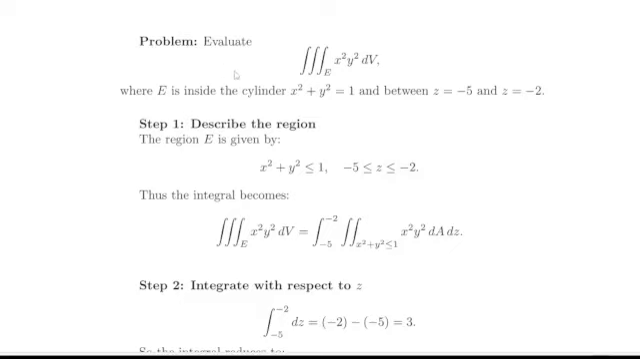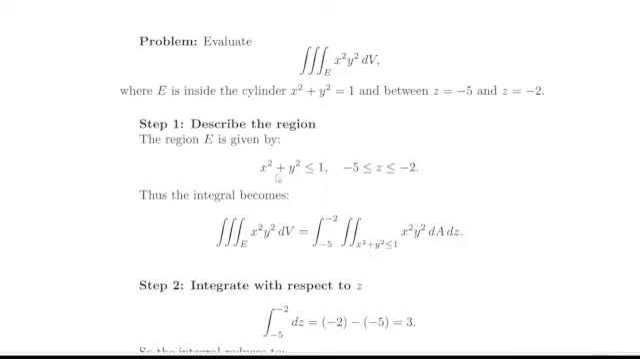In this video, we want to evaluate the triple integral of x squared y squared dV, where E is inside that cylinder, x squared plus y squared equals 1, and between z equals -5 and z equals -2. Because we're looking inside a cylinder, we should probably use cylindrical coordinates. So we're looking inside the cylinder.